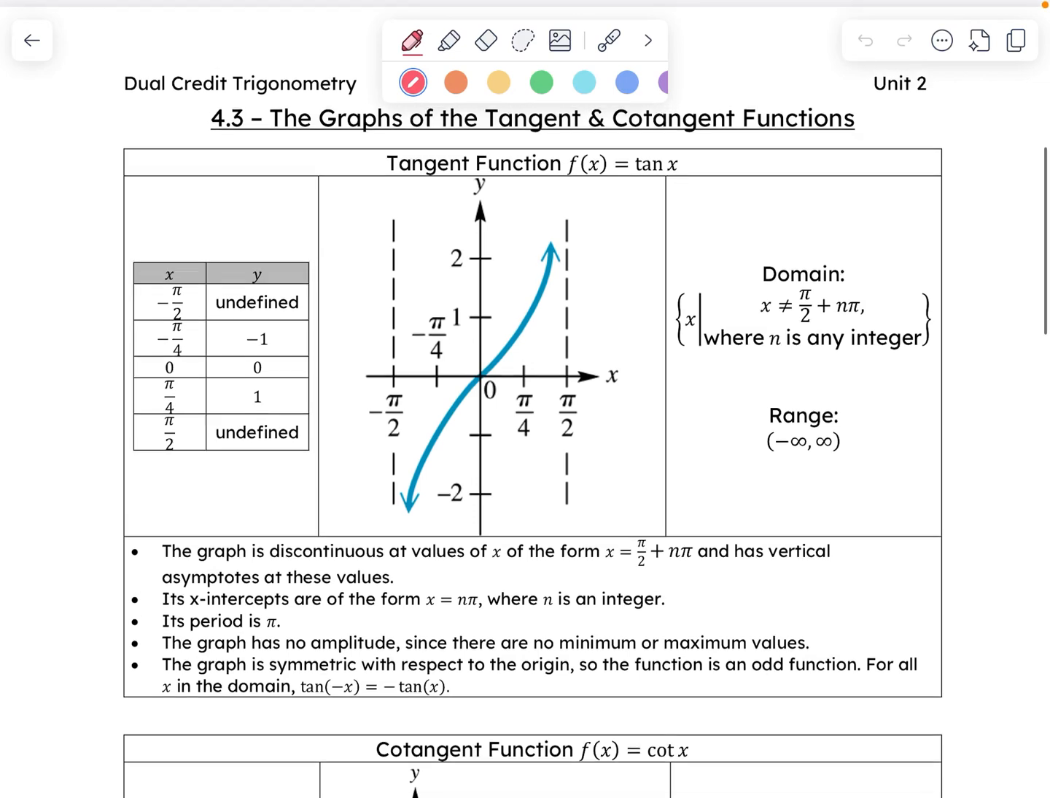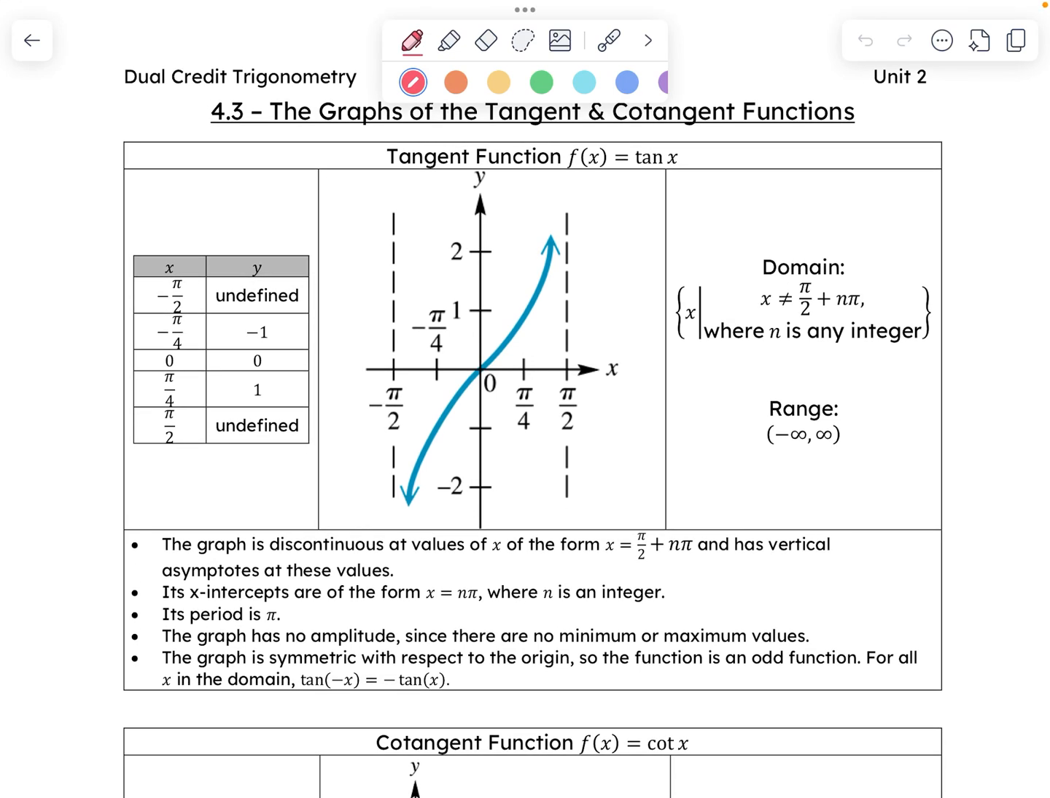Hey guys, today we're looking at 4.3, the graphs of the tangent and cotangent functions. Last time we looked at the sine and cosine functions. Now we're going to look at tangent and cotangent functions. They look a little different, you may have noticed. Instead of making the wave shape, now we've got a little squiggle shape, I guess is a good way to describe it. And you'll notice that this time our domain is a little bit different.